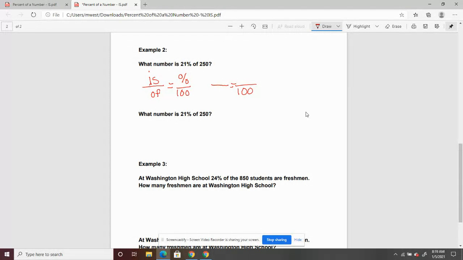In this example, once again, it's what number is. So we're looking for is. So I know that the is is X. And then 21%. This has the percent sign, so 21 is going to go over 100, and then of 250. So 250 goes in the of spot. Then you would circle those two that are diagonal, and you have 100x is equal to 250 times 21, which is 5,250.